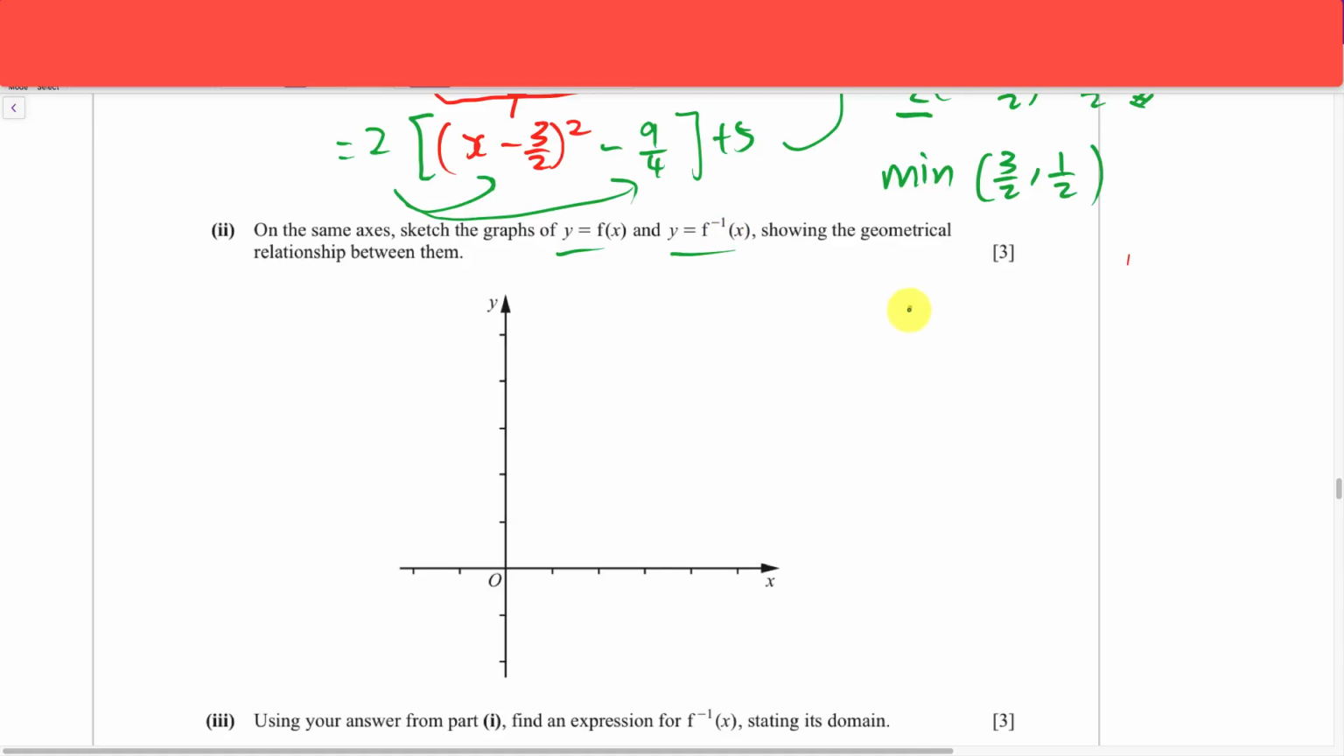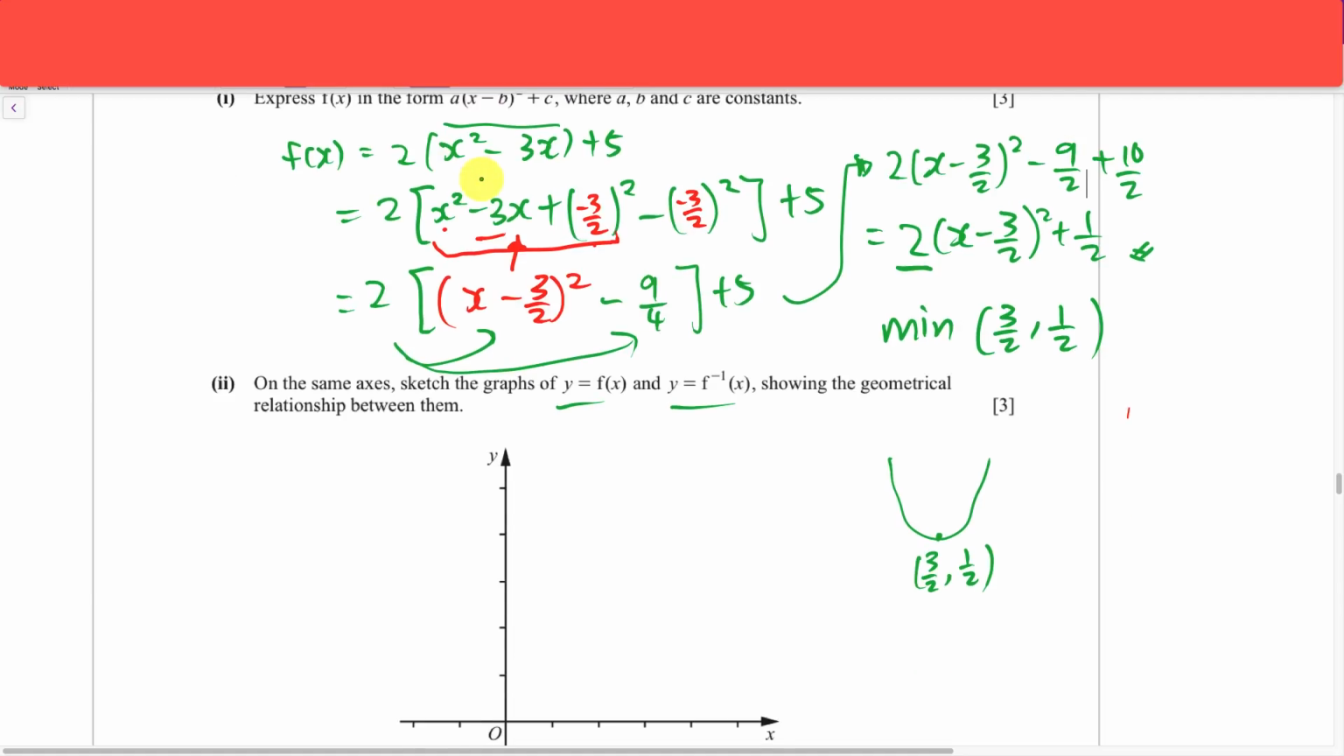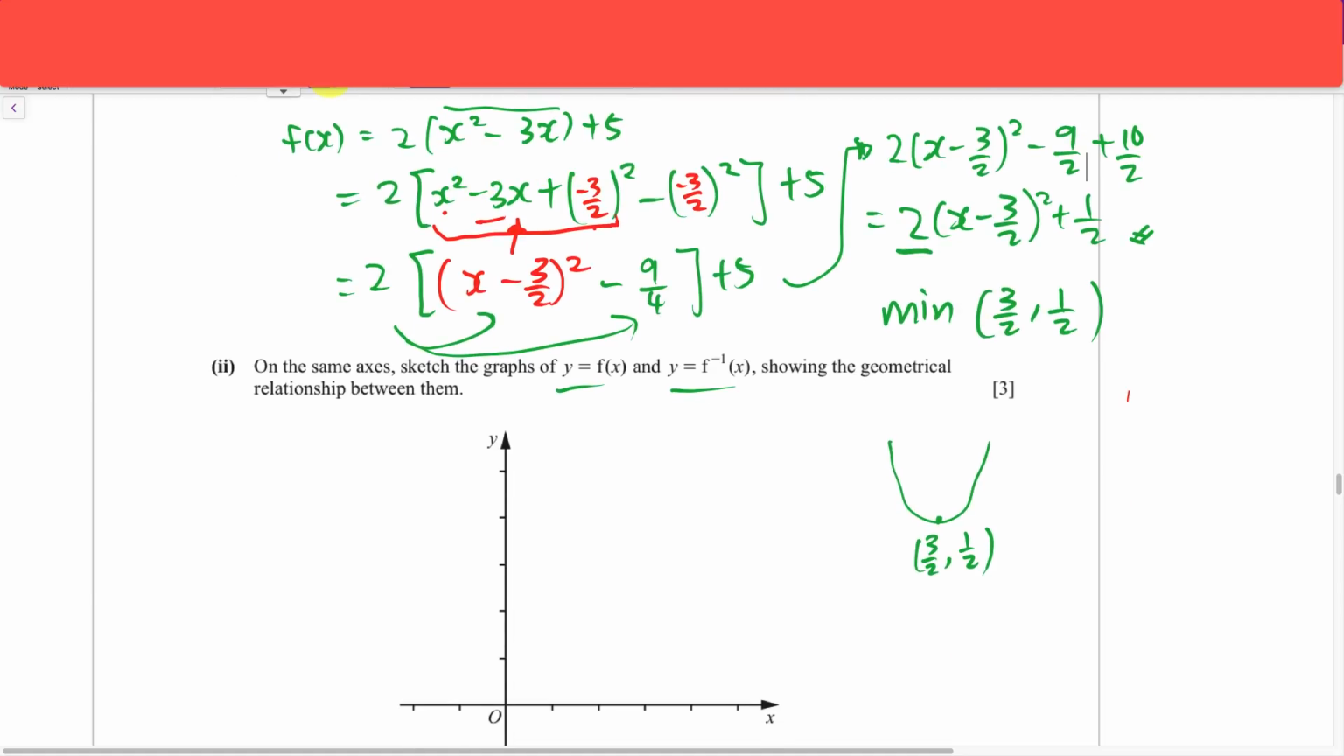That means because this is quadratic, quadratic is basically you have the minimum at 3 over 2, and a half, right? But because this is not a one-to-one function, this is a many-to-one function, the inverse cannot exist for many-to-one. The question also says that x must be less than 3 over 2, then that means I will only take this part of my curve and draw it in. So this one will be f(x).